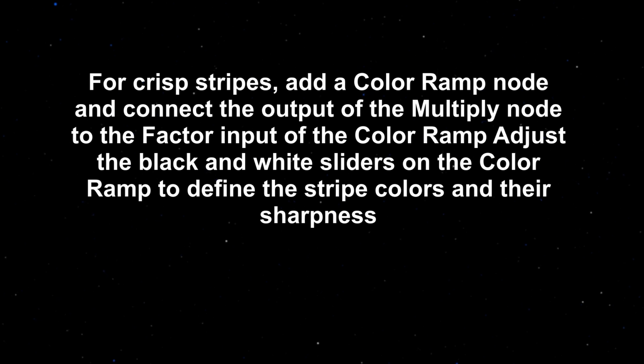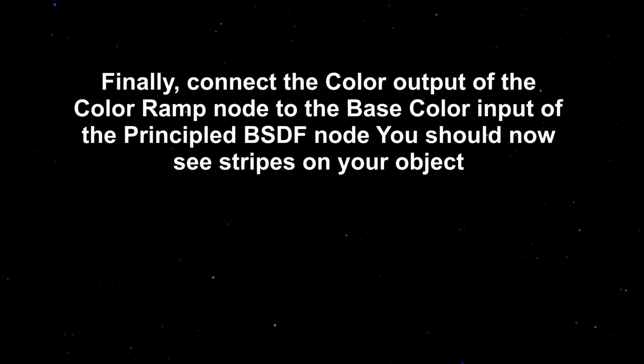For crisp stripes, add a Color Ramp node and connect the output of the Multiply node to the Factor input of the Color Ramp. Adjust the black and white sliders on the Color Ramp to define the stripe colors and their sharpness. Finally, connect the Color output of the Color Ramp node to the Base Color input of the Principled BSDF node. You should now see stripes on your object.